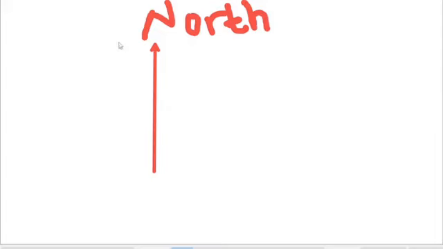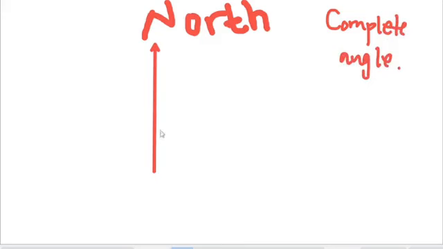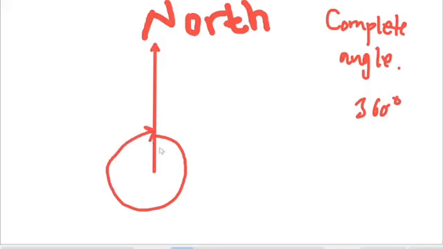This property is called a complete angle. Here we are going to have what we call a complete angle, or angle at a point. This complete angle is an angle that adds up to 360 degrees. This angle will move right from here and go like this. It will make a complete turn. So this angle will be equal to 360 degrees. This is another property that you must know when it comes to bearings.